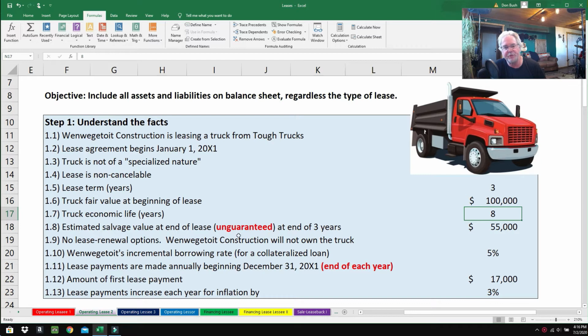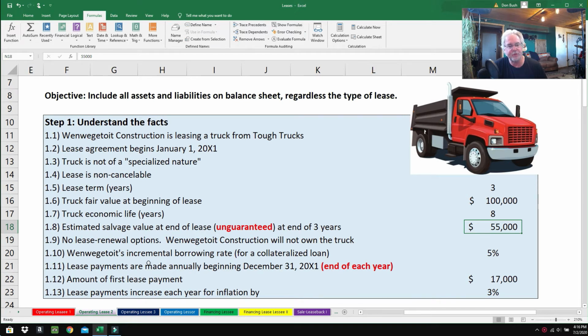I wrote this in bold red because I wanted it to stand out. You have to keep it straight. Is it unguaranteed or guaranteed? It makes a world of difference in leasing. And in this case, it is unguaranteed. So at the end of the lease, this truck should be worth about $55,000. When We Get To A Construction is not guaranteeing that, but that's what is estimated. 1.9, no lease renewal options. When We Get To A Construction will not own the truck. When the lease is over, it is over.